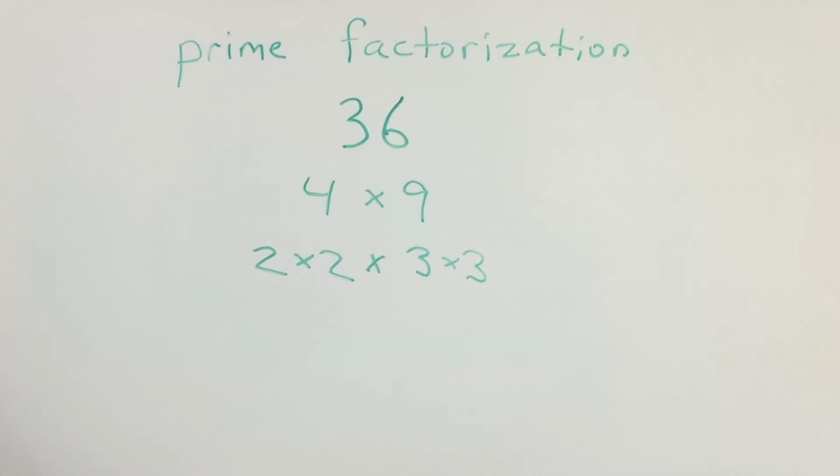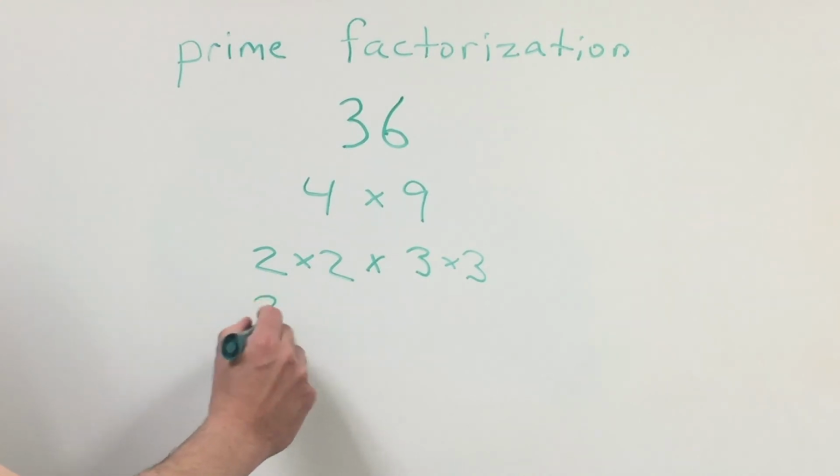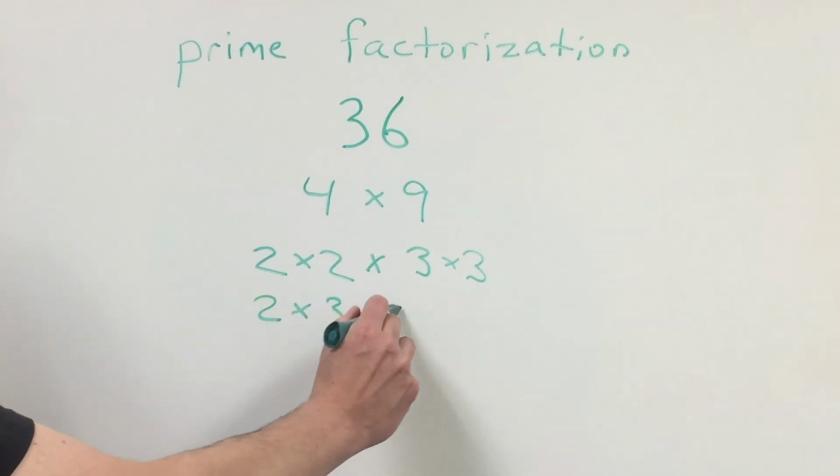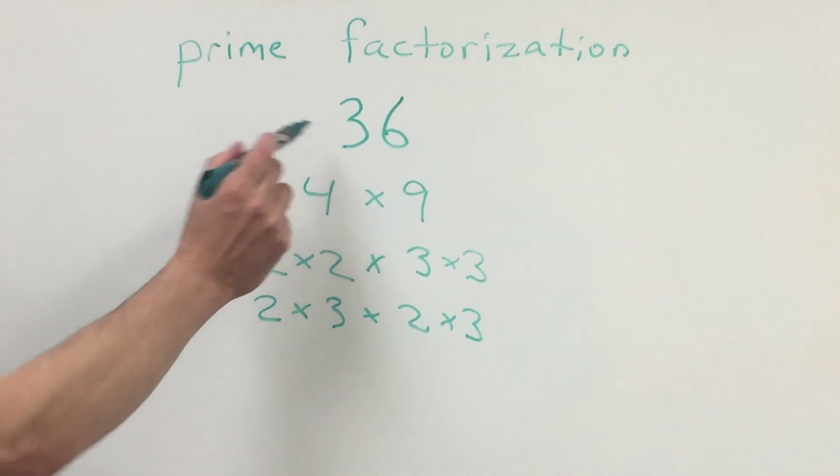Multiplication is commutative. 2 times 2 times 3 times 3 is the same as 2 times 3 times 2 times 3. They both evaluate to 36.